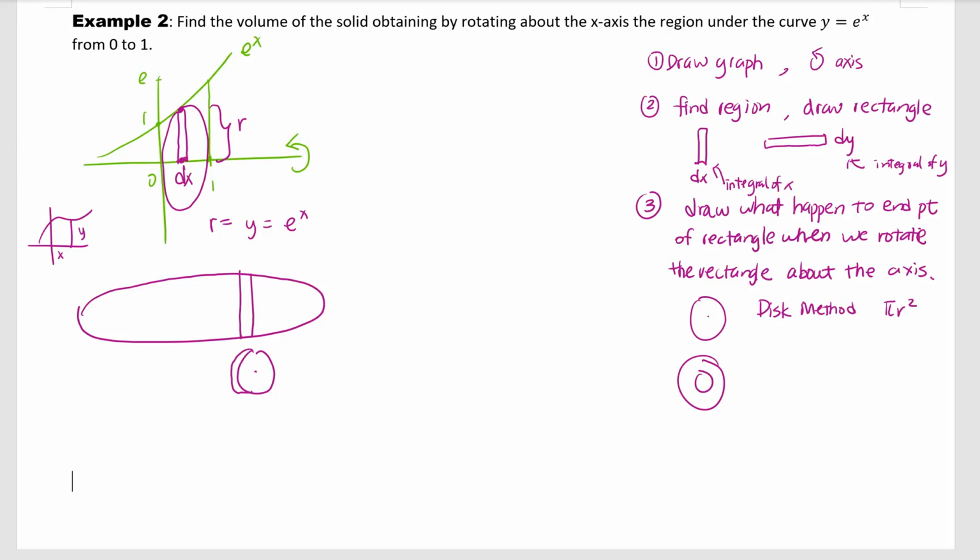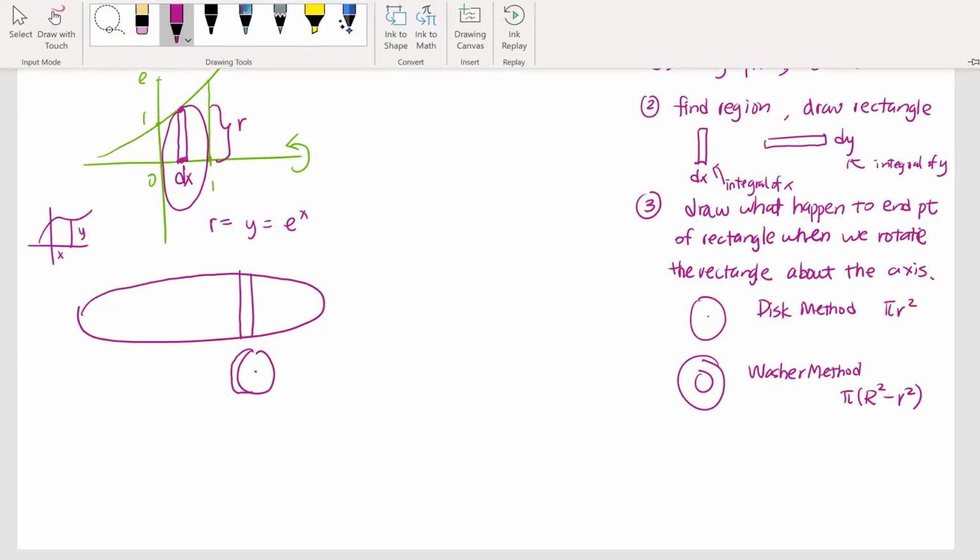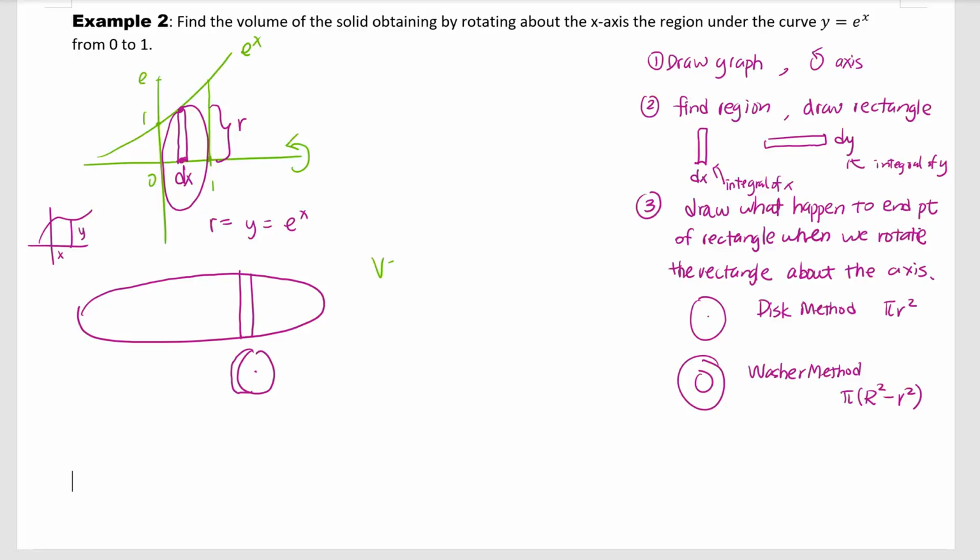If you see an annulus, then that is the washer method. And then the area of an annulus is pi big R squared minus small r squared. Okay, so these are the steps. So let me change back to my green color for this problem. So my volume is the integral, remember this is dx. So my x goes from 0 to 1, and then pi r squared. Well, r is e to the x. This guy squared. This is my integral.